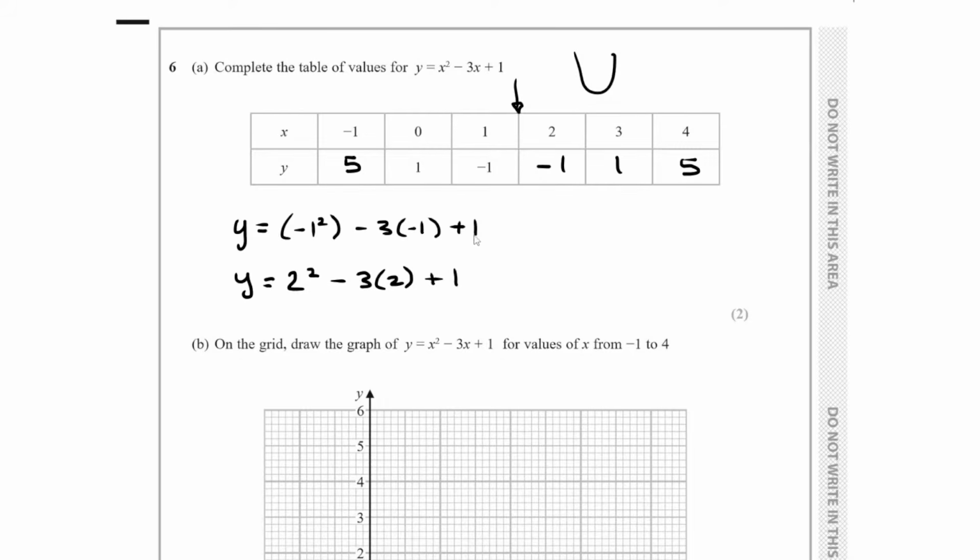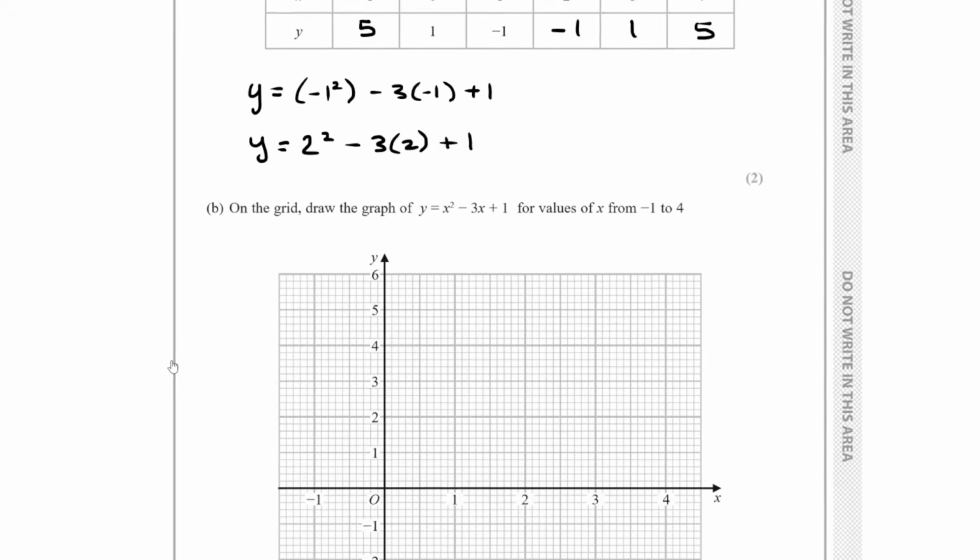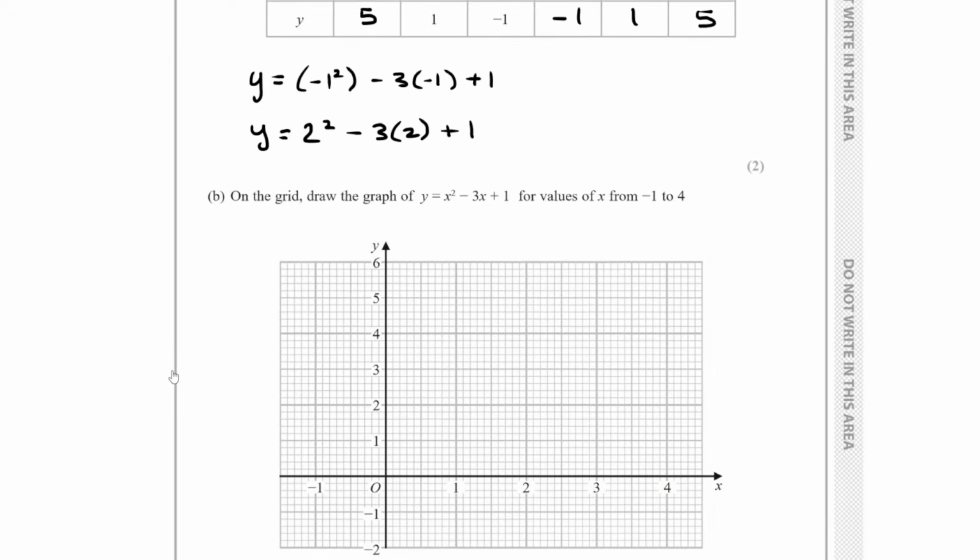If you can't find the line of symmetry, then there obviously should be one, but if you're not sure what I mean by that, then just go through and work them all out individually. So substitute in 3, substitute in 4, you'll get the answers the same. It's just a little bit of a trick there. So 2 marks.